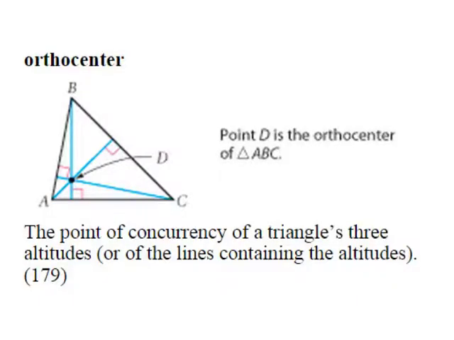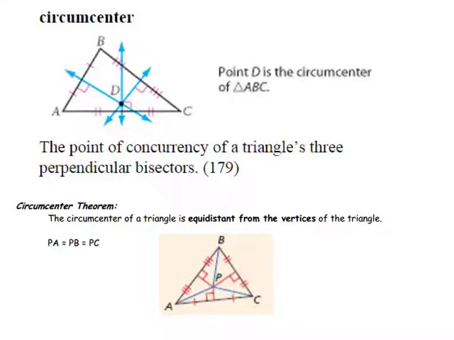An orthocenter is the point of concurrency where three altitudes meet. Very important: orthocenter and altitudes. The next one is circumcenter, the point of concurrency of a triangle's three perpendicular bisectors. Now here's the theorem that goes with it. The circumcenter of a triangle is equidistant from the vertices of the triangle. So if you look, PA equals PB, which equals PC. Now we're going to try that out.